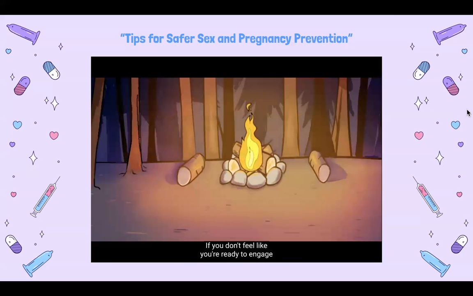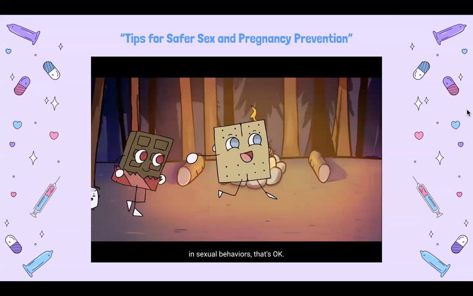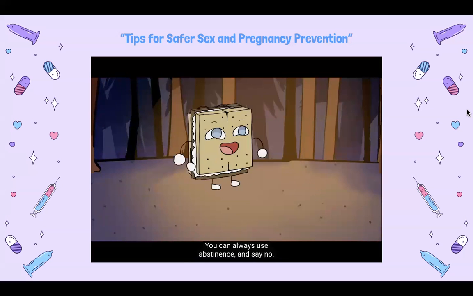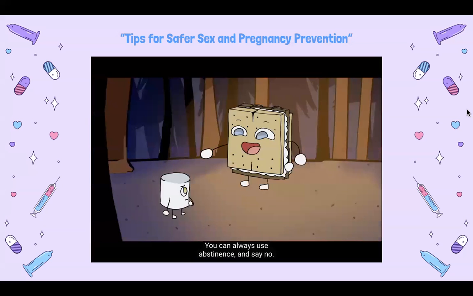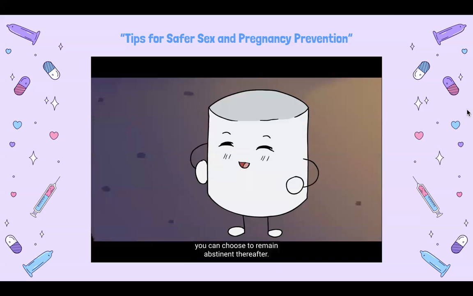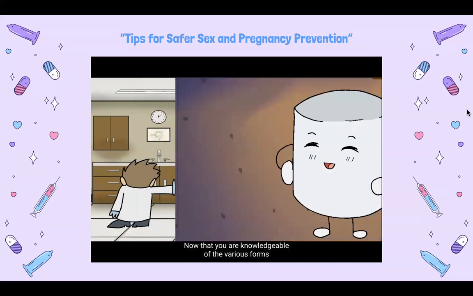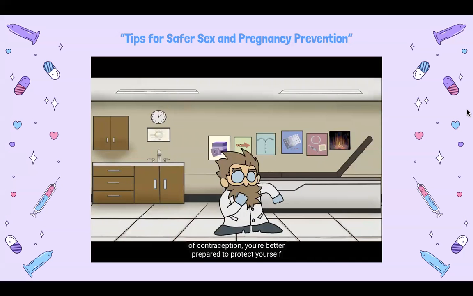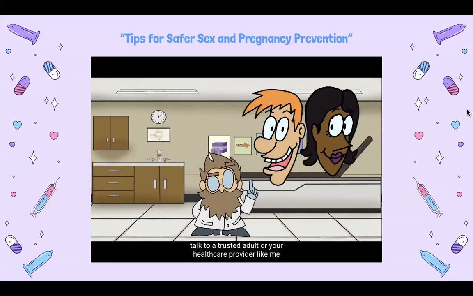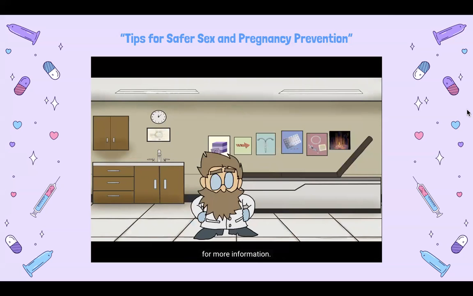If you don't feel like you're ready to engage in sexual behaviors, that's okay. You can always use abstinence and say no. Even if you've had sex already, you can choose to remain abstinent thereafter. Now that you're knowledgeable of the various forms of contraception, you're better prepared to protect yourself from STIs and unwanted pregnancies. If you have any questions about these contraceptives, talk to a trusted adult or your healthcare provider like me for more information. Stay safe out there.